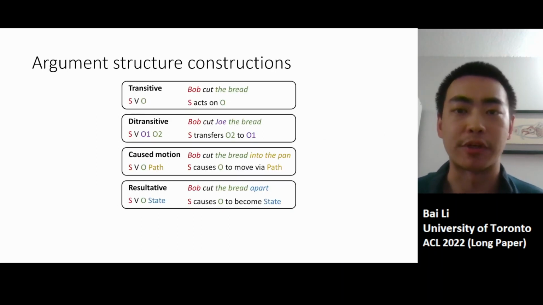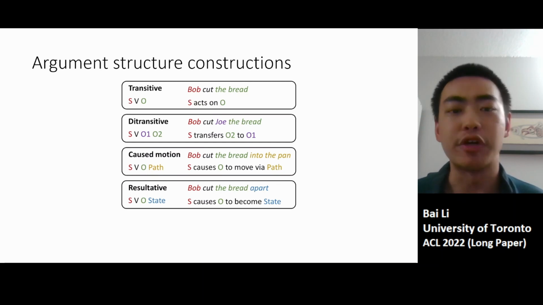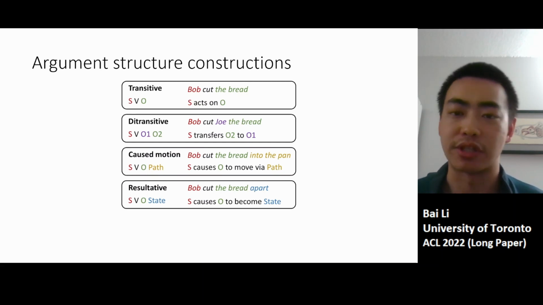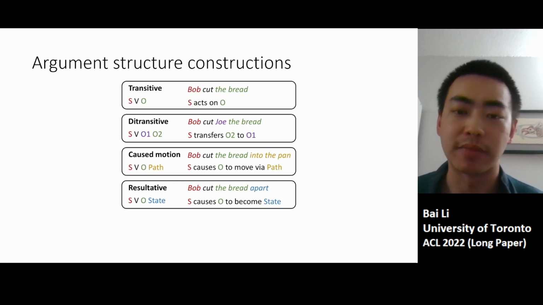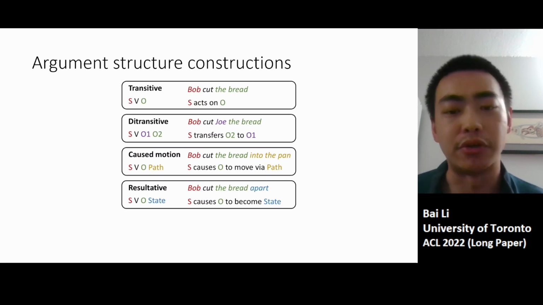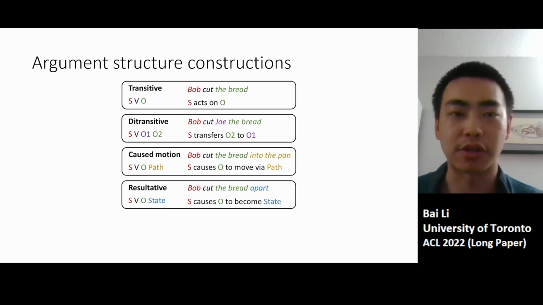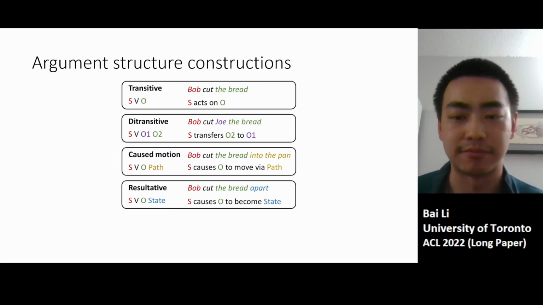Here are four argument structure constructions. We've already seen the ditransitive construction, which has transfer meaning. There's the transitive construction, like Bob cut the bread, where the subject acts on the object. Next, the cause-motion construction: Bob cut the bread into the pan. Here, the subject causes the object to move along a path. Finally, there's the resultative construction, for example, Bob cut the bread apart. And here, the subject causes the object to become a certain state.